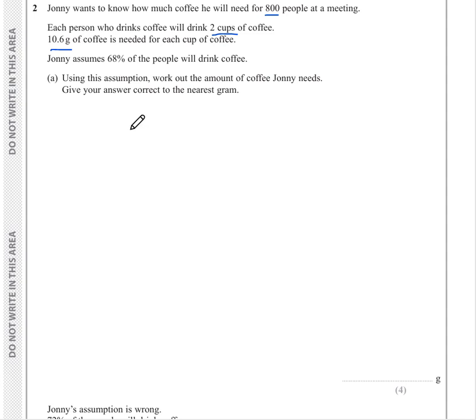Okay, so first of all, let's work out how many people he is expecting to drink coffee. So we want to work out 68% of 800 people. Let's use a decimal multiplier, 800 times 0.68, which is going to be 544 people. You can also divide by 100 times by 68. Should give you the same result.